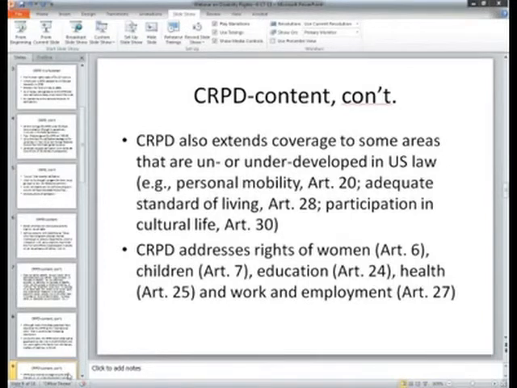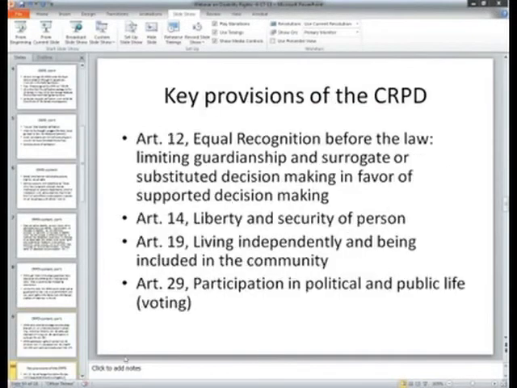Okay, so some of the key provisions of the CRPD, and one of the ones that I have focused on a lot, and I think might come up for many of you in the context of representation you might be engaged in, is Article 12. Article 12 is called Equal Recognition Before the Law, which by itself may not tell you much, but it is a key provision because of its focus on legal capacity.